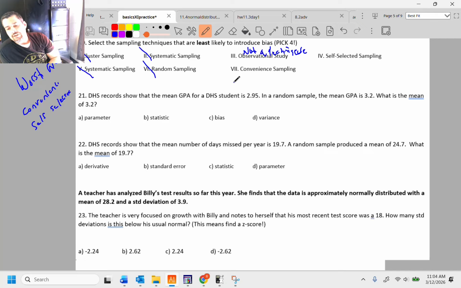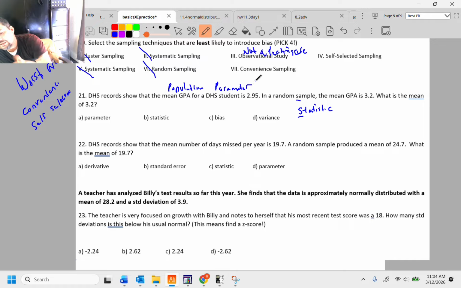All right, DHS records show the mean GPA for a DHS student is 2.95. In a random sample, the mean GPA is 3.2. What is this mean of 3.2? Sample starts with an S, so does the word statistic. This over here would be a population, which is a parameter. I'll use either one of those on the quiz, but this example is a statistic.